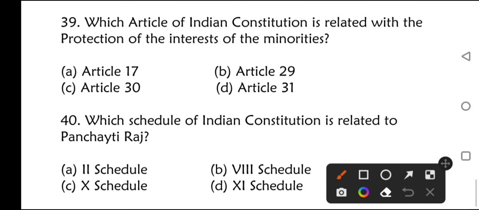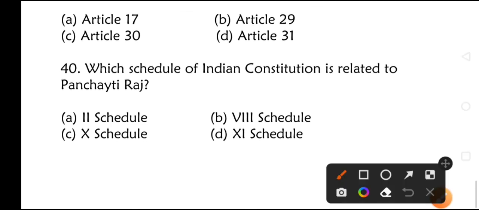Which article of Indian Constitution is related with the protection of the interest of the minorities? It is Article 30. Okay, protection of minorities. Then, sorry. It is in Article 29. Article 29 is the protection of minorities. Question number 40. Which schedule of the Indian Constitution is related to panchayati raj? The provisions related to panchayati raj are in 11th schedule.